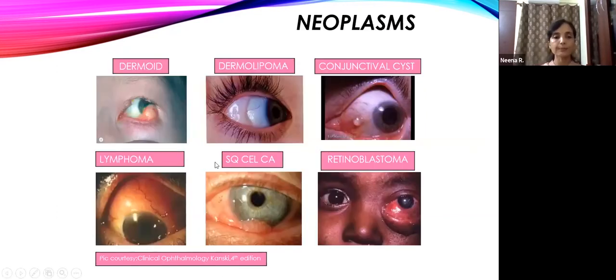So these are some rare conditions which may present with red eye. I won't go into detail, but these are definitely alarming enough for you to send a referral to the ophthalmologist.